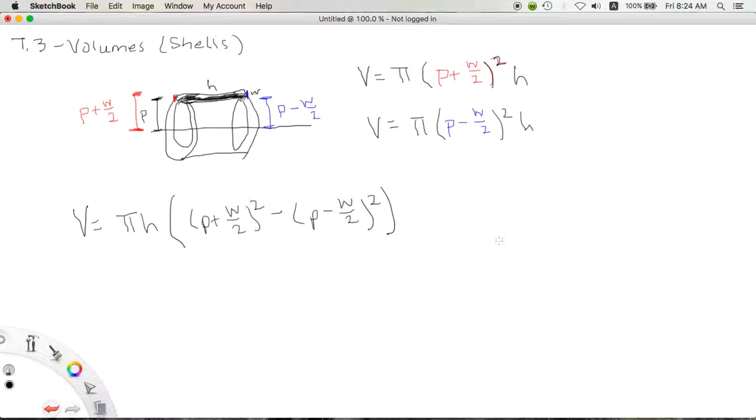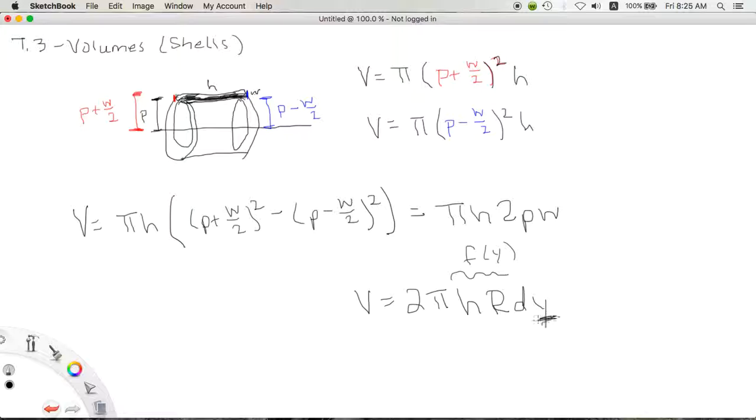And if you FOIL that all out and combine your like terms and simplify, which I'm sure that you know how to do, you get pi H times 2PW, which is actually what we had when we did the exploration. Remember, with our exploration, we said that the volume was 2 pi times the height of it times the radius out, and then our width was, we called that d. In this case, it would be dy because we're measuring our width along the y-axis. Just remember that any of these have to be functions of y if we're using dy.